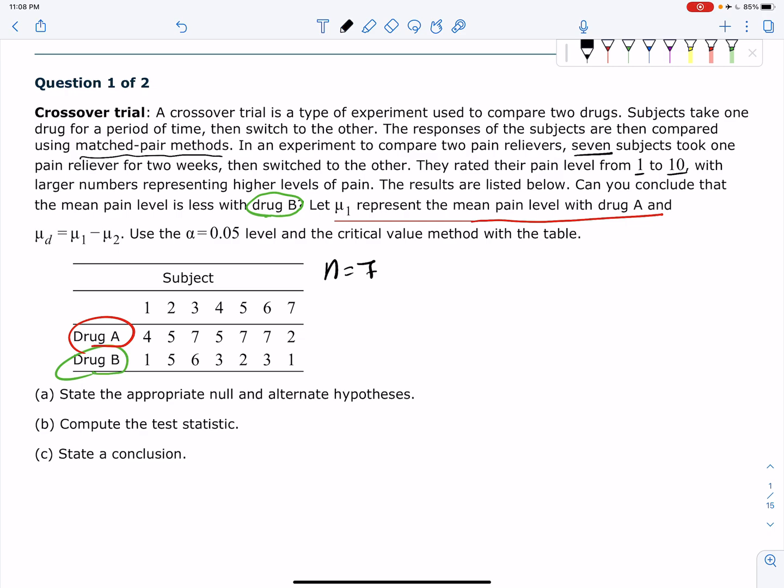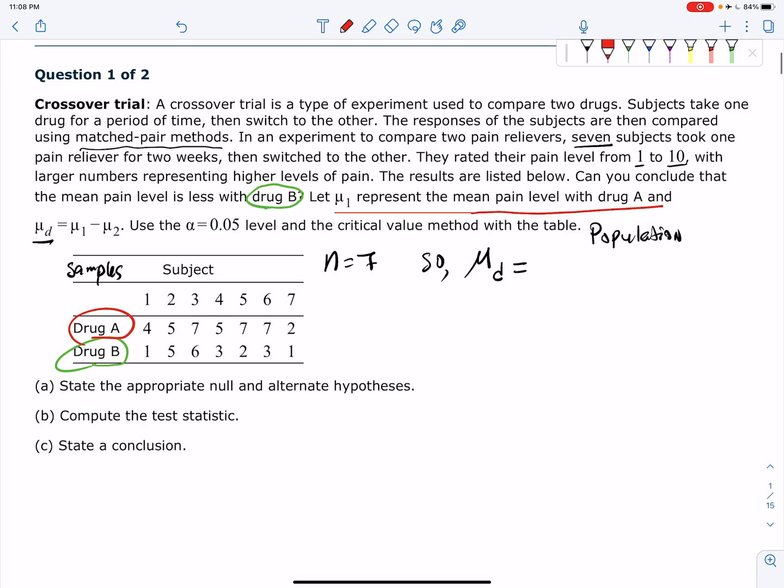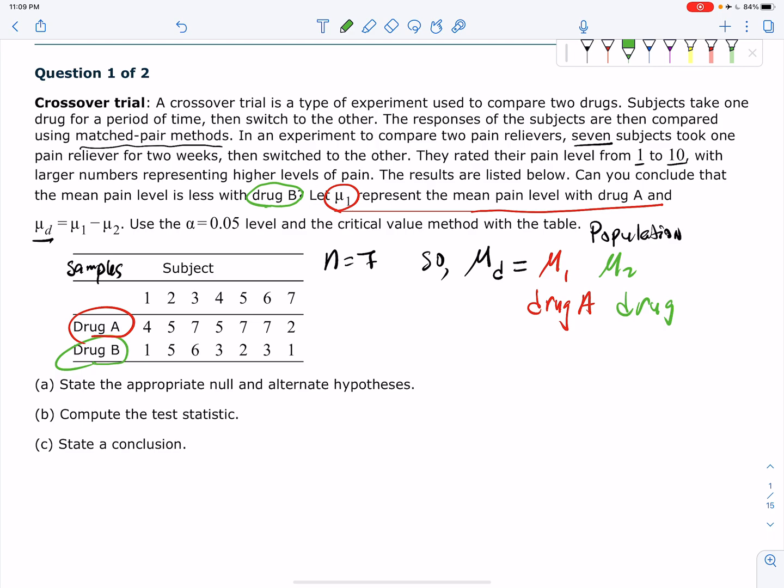Now remember, this notation is indicating population. And down here, these are samples from that population. So we're trying to say something about a population without actually talking to every single person in the population. So we're trying to talk about the population mean of the differences right here, okay? So they just defined mu sub 1 as drug A, and therefore mu sub 2 must be drug B.